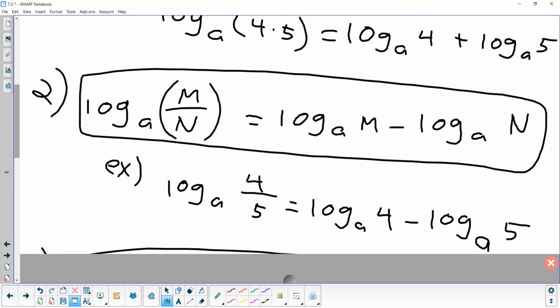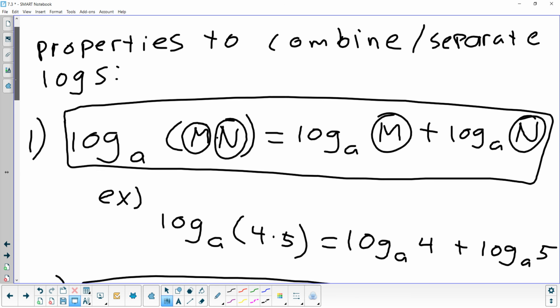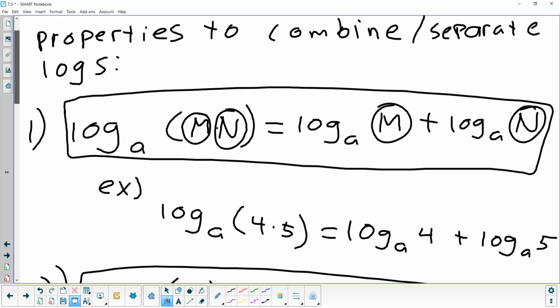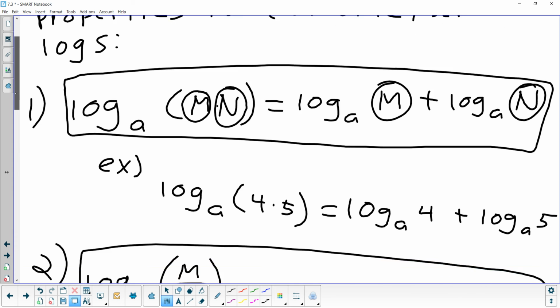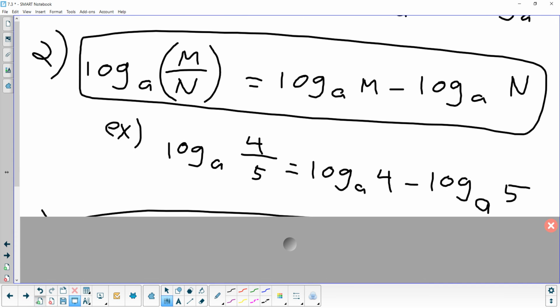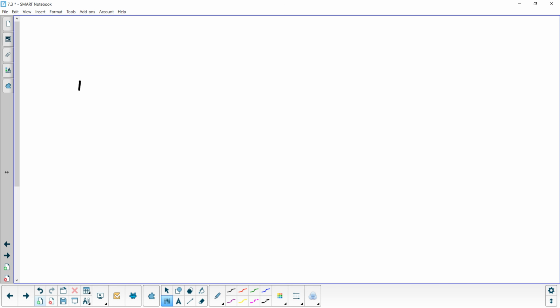Any questions on the first two? All right, now we're going to look at one more. In the last property, it's kind of like example 1. But instead of having two different letters, we're going to have two letters that are the same. Let's look at an example, and then we'll write down property 3.